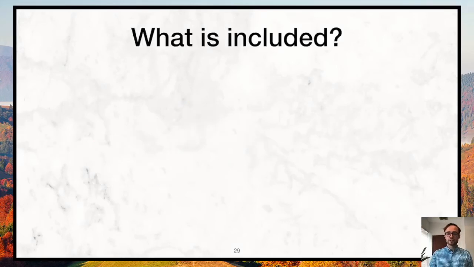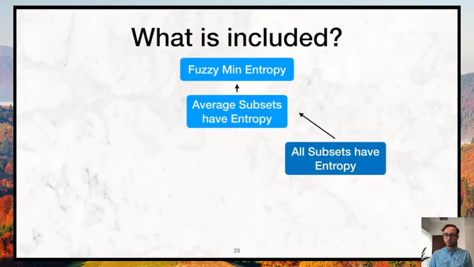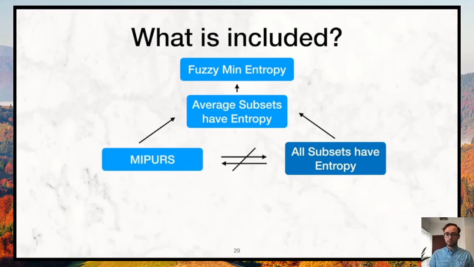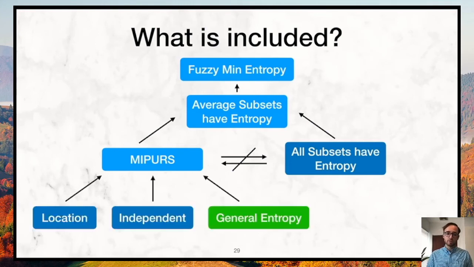Now we're going to discuss what's included in MIPURS and its relationship to the existing literature. So, prior work has shown that all subsets have entropy implies that average subsets have entropy, which implies fuzzy min entropy. Introducing MIPURS, we show that MIPURS implies that average subsets have entropy. We also show that MIPURS and all subsets have entropy are incomparable, and I'll describe that in a little bit. We then provide three different types of distributions that all satisfy MIPURS.